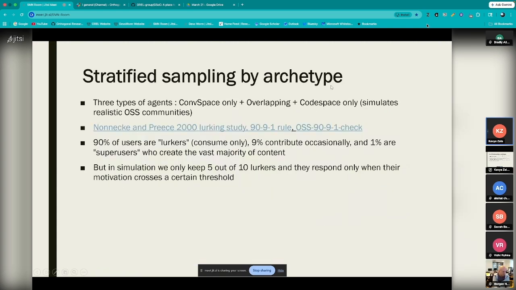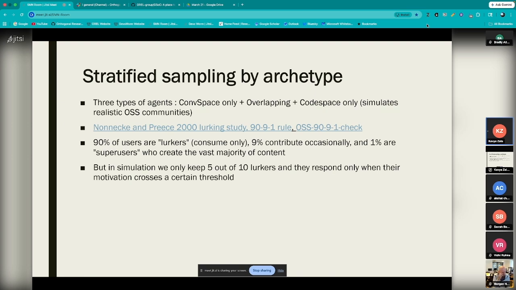Moving on to stratified sampling. Basically, I'm thinking we can have three types of agents: conversation space only agents, the overlapping agents which take part both in the code space as well as in the conversation space, and third is the code space only. Basically, this is derived from real OSS communities, because normally there are some people who just contribute on GitHub, there are people who take part in conversations only, and there are people who take part in both.